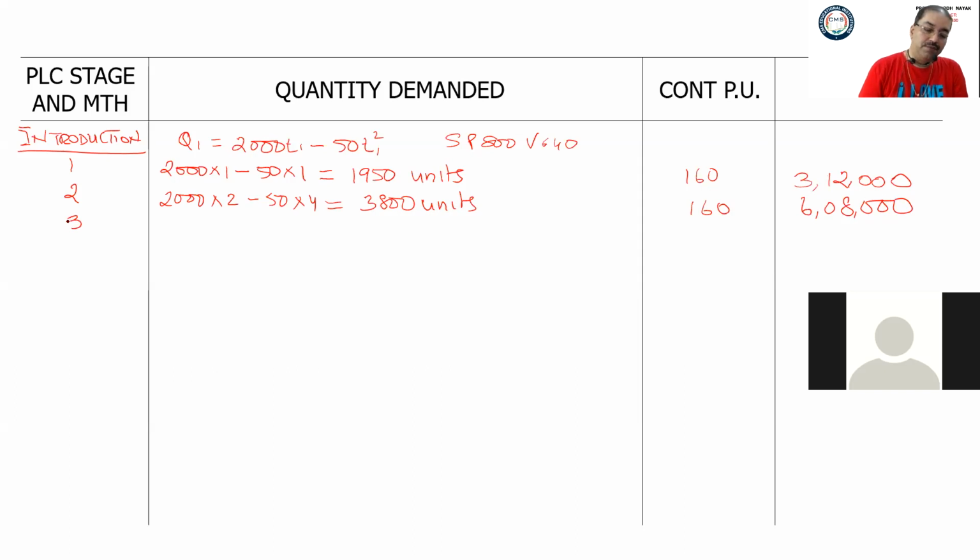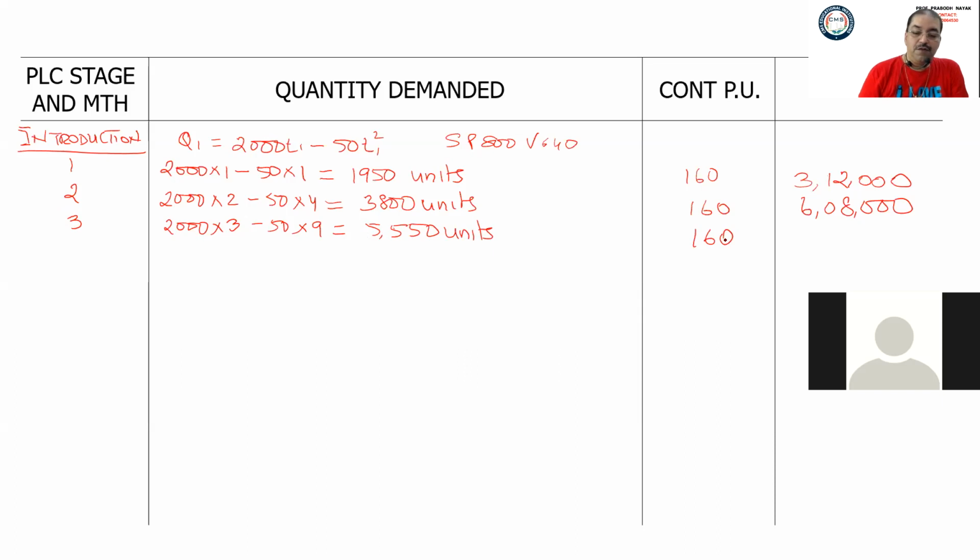Month number 3. 2000 into 3 minus 50 into 9, 3 square is 9. That gives 5,550 units. Please check. 5,550 units.